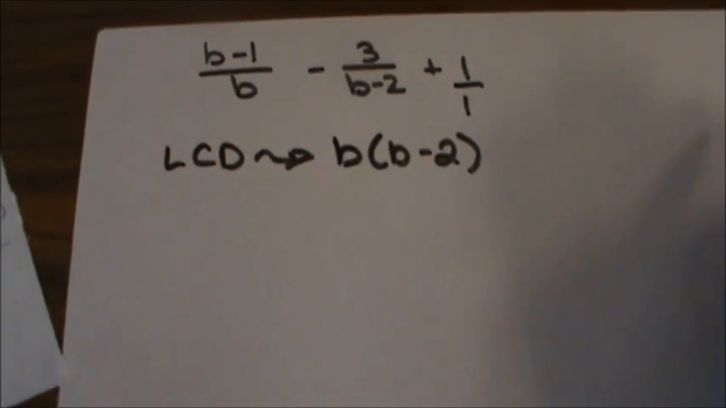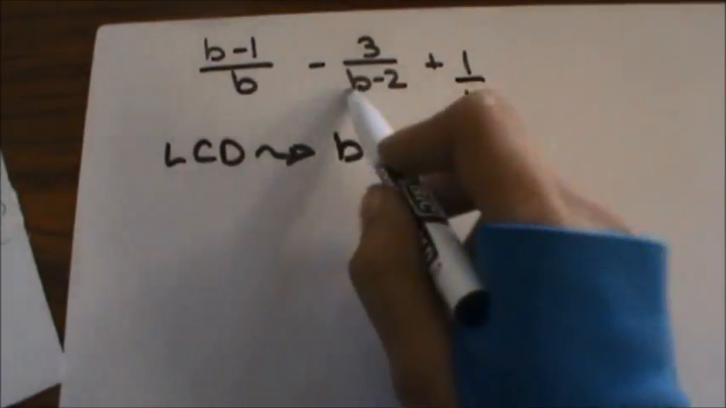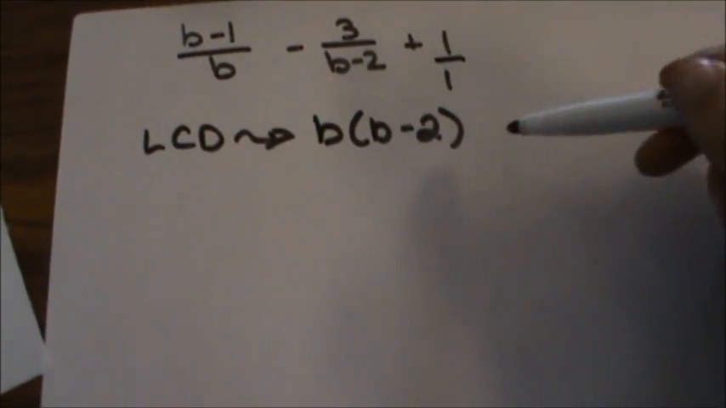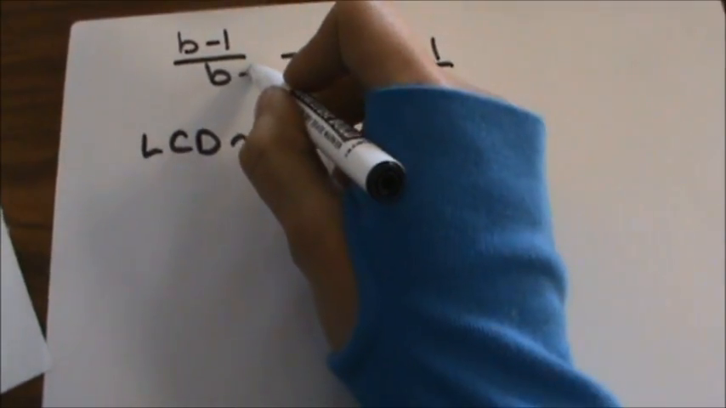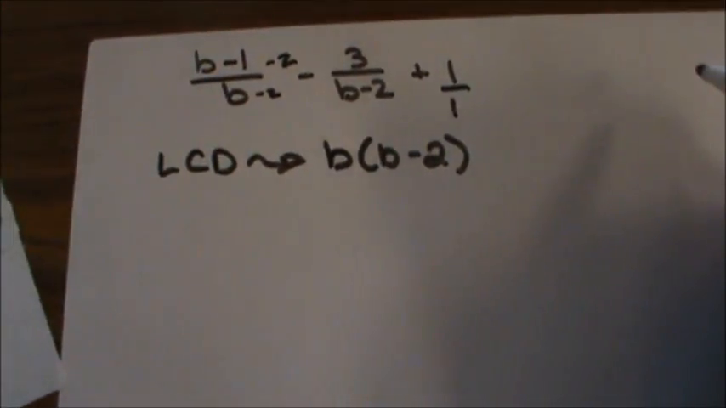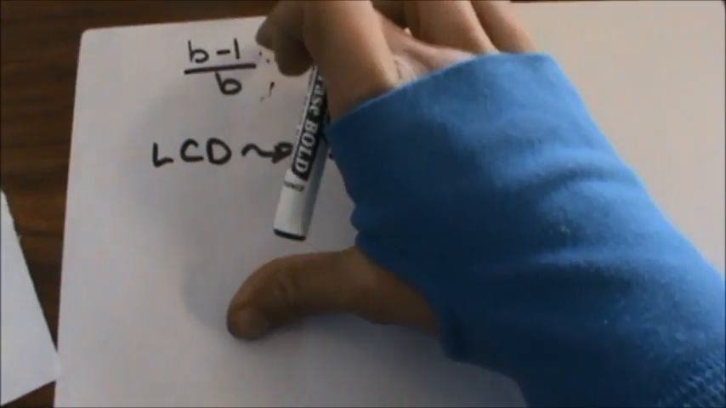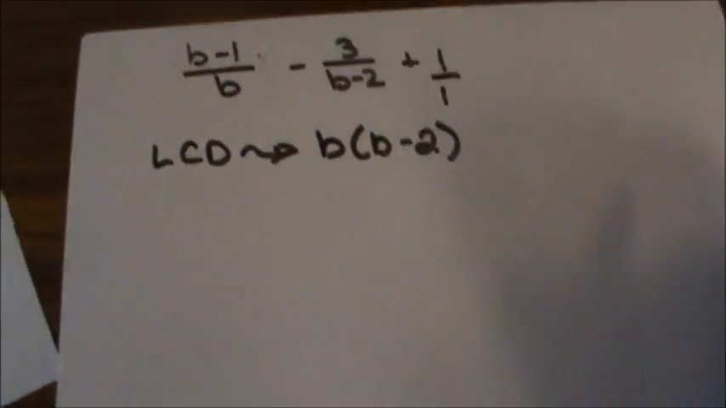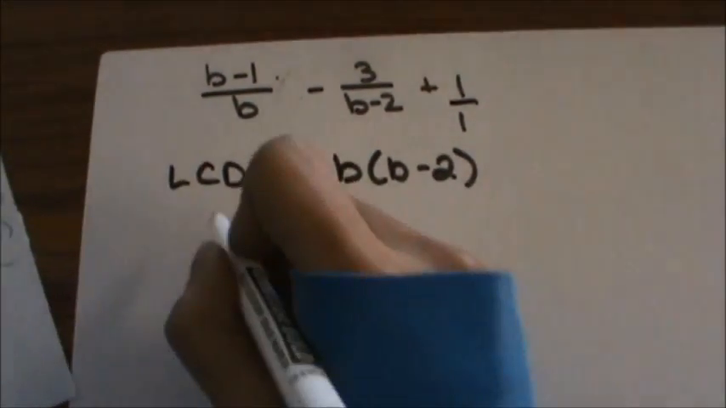I cannot say that my common denominator is just b minus 2, because I can only multiply factors together to find the LCD. I can't just say, oh, I'm going to subtract 2 here and subtract 2 here. That doesn't work. So please don't ever do that. So here's my LCD. Let's rewrite the fractions.